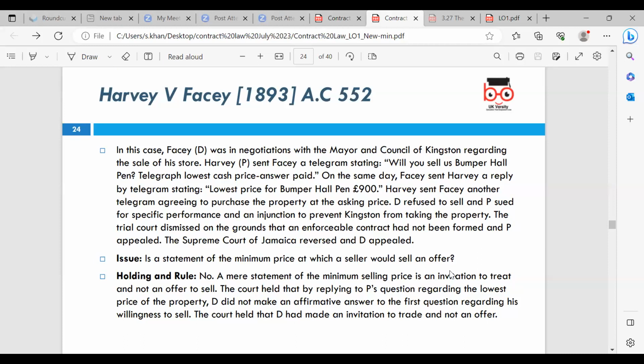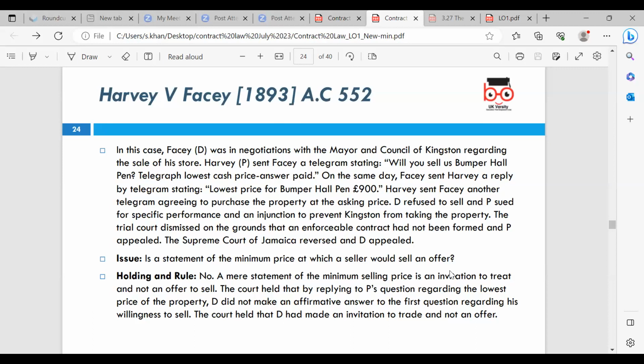On the same day, Facey sent Harvey a reply by telegram stating, "Lowest price for Bumper Hall Pen, £900." Harvey sent Facey another telegram agreeing to purchase the property at the asking price. D refused to sell, and P sued for specific performance and an injunction to prevent Kingston from taking the property. The trial court dismissed on the grounds that an enforceable contract had not been formed, and P appealed. The Supreme Court of Jamaica reversed and D appealed.